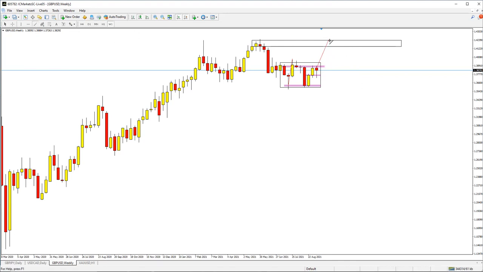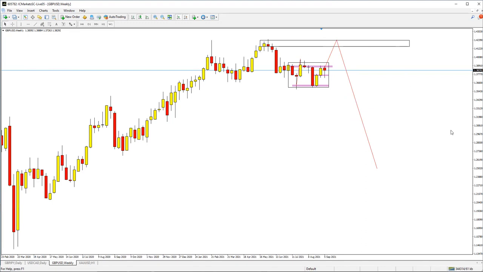Then this will be more into a double top. It will become a triple top actually. Triple top here, right? You get what I mean?